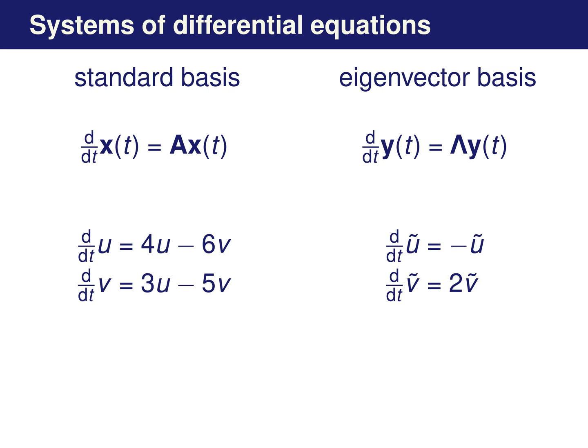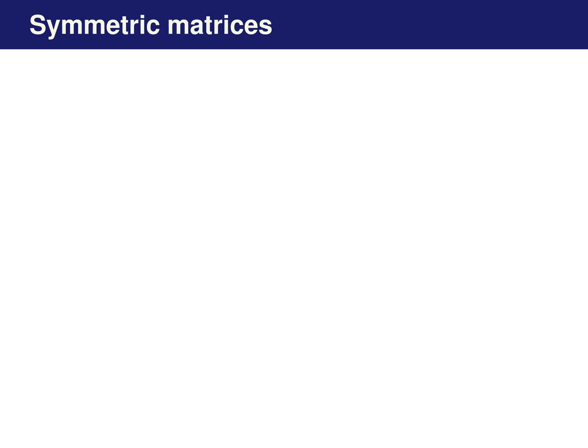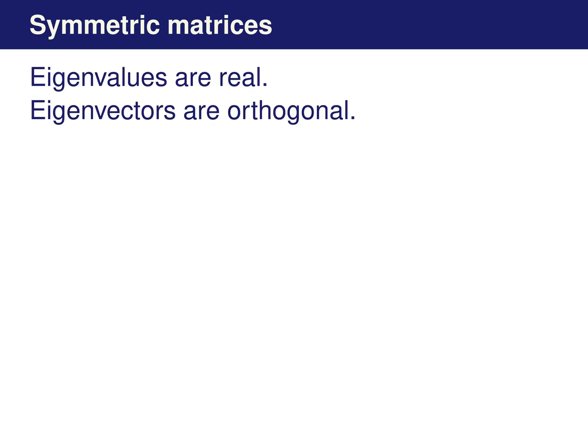Let's now look at the diagonalization of symmetric matrices. Symmetric matrices have two important properties. Their eigenvalues are always real and their eigenspaces are always orthogonal. Because of this, a symmetric matrix A has a special diagonalization.